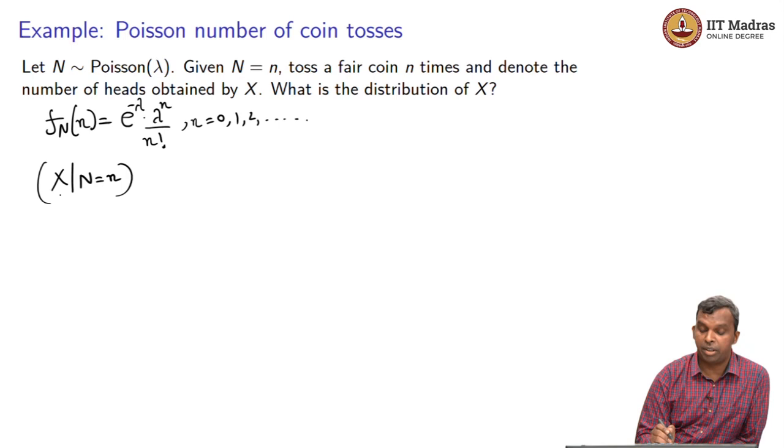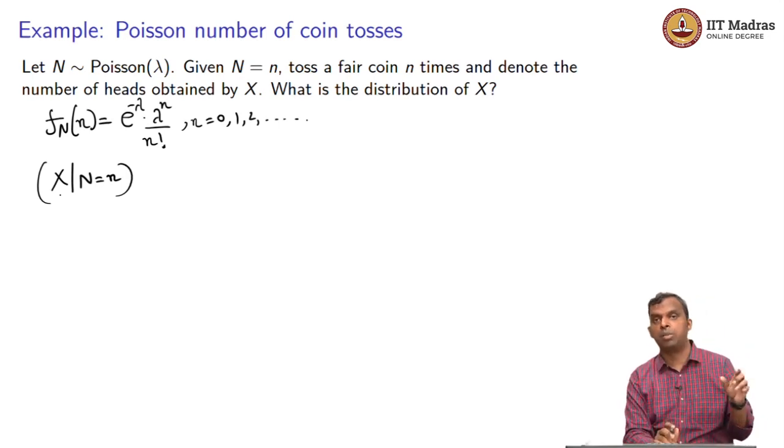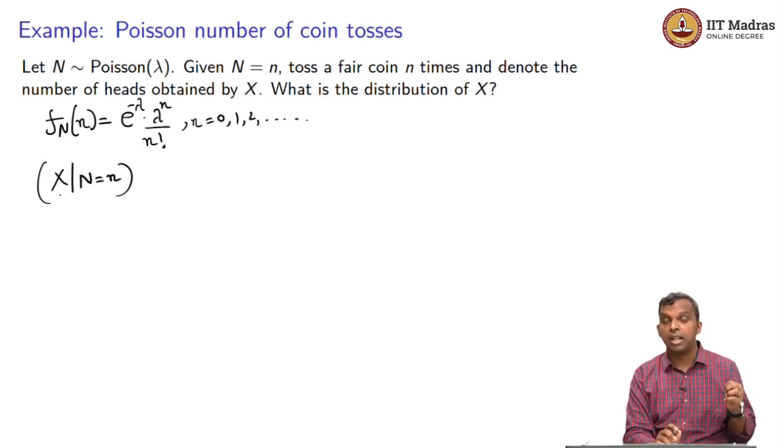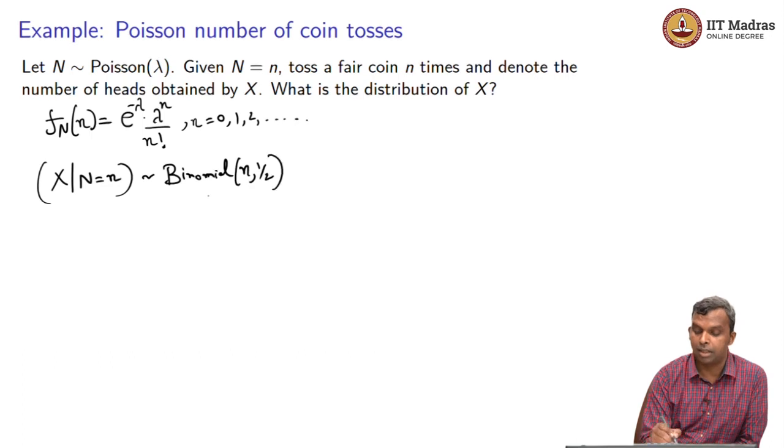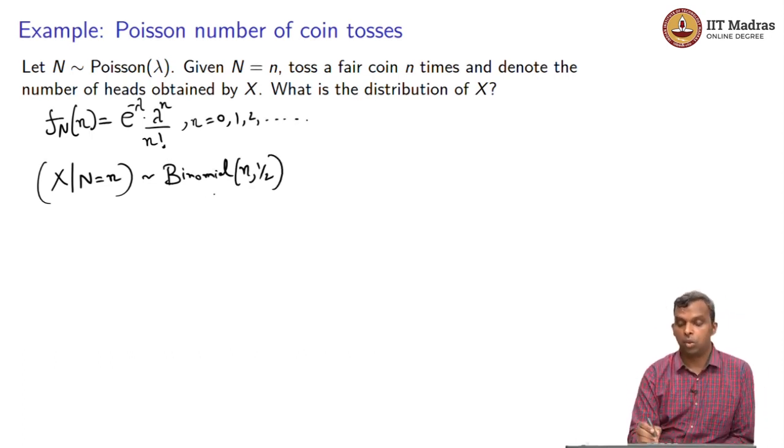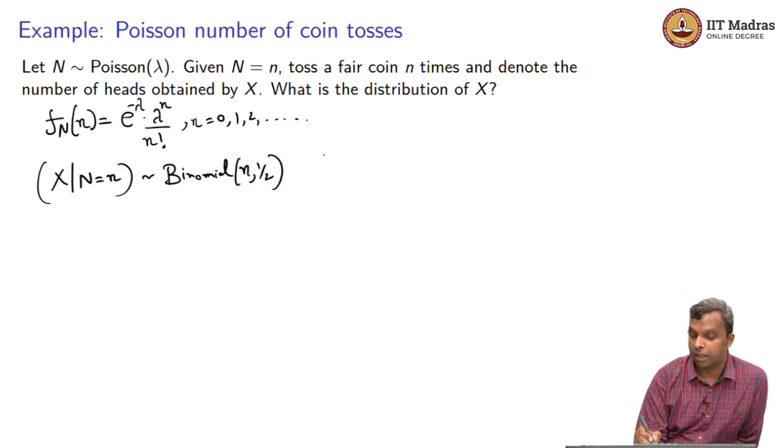Okay, so this is what's given to you. Given that the Poisson random variable took a value small n, what is X? X is: you toss a fair coin n times and count the number of heads. What is that going to be? That is going to be Binomial(n, 1/2), isn't it? Right? So I know how that can be written down.